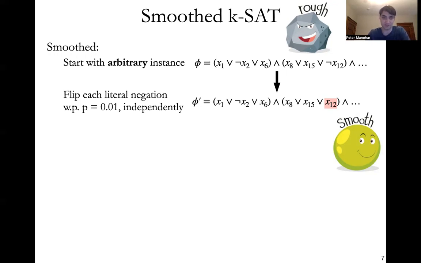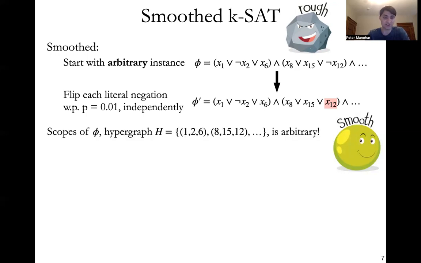So this is the distribution over instances we will consider. The distribution is parameterized by this underlying phi. To mention the scopes of phi, which are defined by this hypergraph H, the hyperedges just tell you which variables are in which clauses. For example, the first hyperedge is 1, 2, and 6 because x1, x2, and x6 appear in the first clause. This hypergraph is arbitrary because the instance was arbitrary, and the only thing we did was flip the negation pattern. Moreover, the literal negations are also almost arbitrary. We've just applied a small perturbation to them. So you can think of the instance phi as being specified by these two things, the hypergraph and the negations. And the only thing we've messed with are the negations, and we haven't even modified them by that much because p is kind of a small constant.